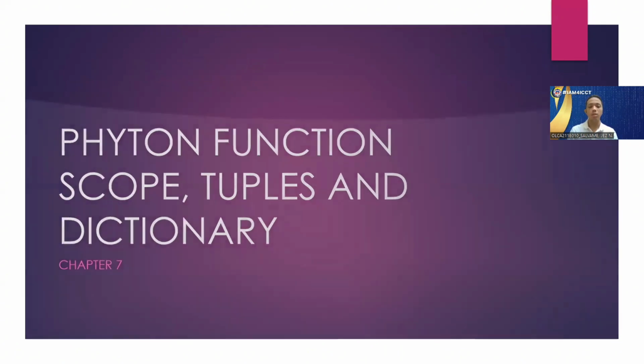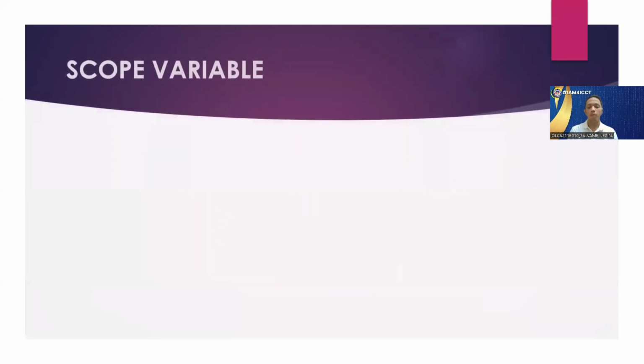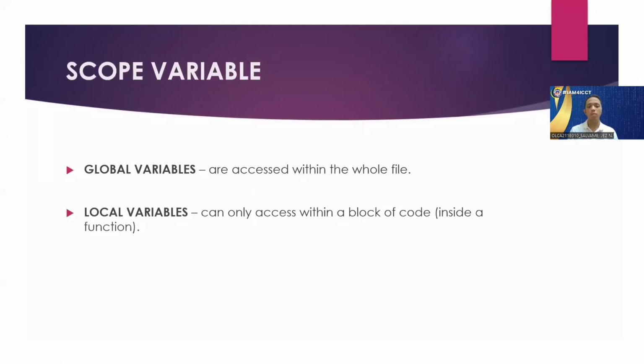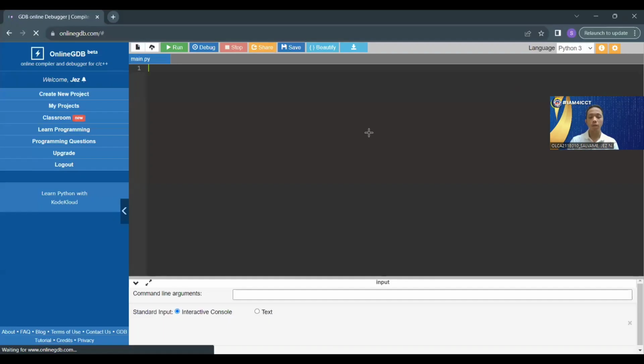First, let's discuss the scope of variables. In scope, we have the global variable and the local variable. Global variables can be accessed within the whole file, while local variables can only be accessed within a block of code or inside a function. Now, let's try to run an example in our compiler.